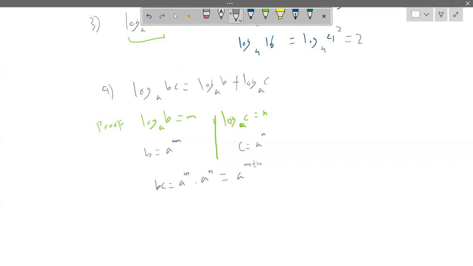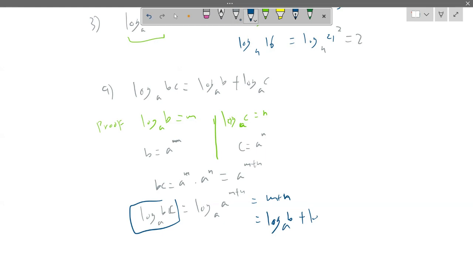Now we take the logarithm of both sides, base A. So that means log of BC base A is equal to log of A to the power of M plus N, base A. And this is what we're looking for. And the right-hand side here is easy to calculate because the argument is a power of A for the base. We have M plus N, and we substitute the forms back into log of B base A plus log of C base A. Okay.